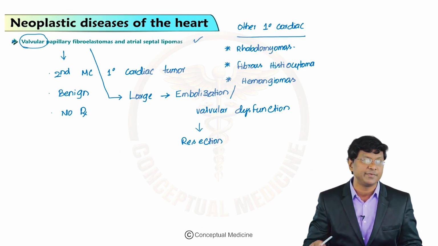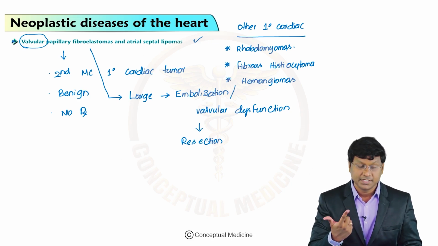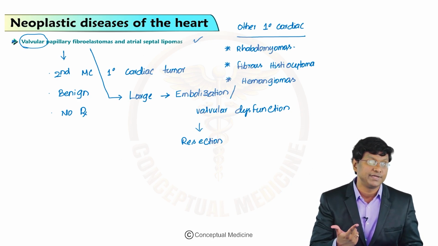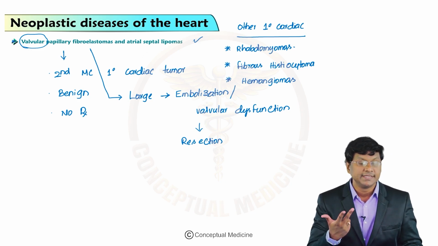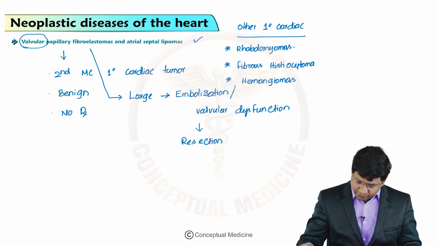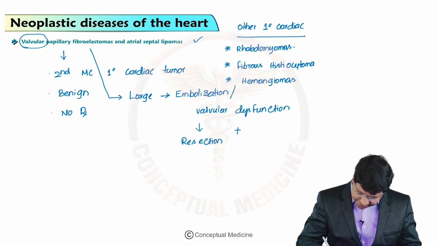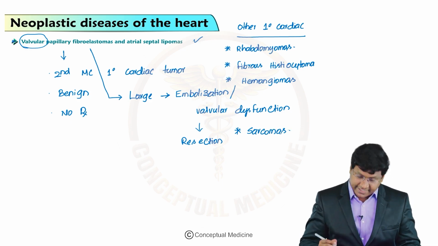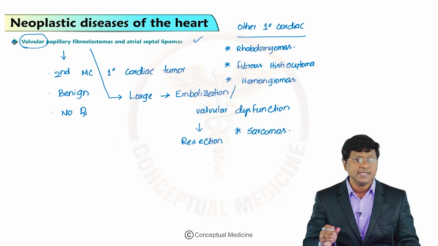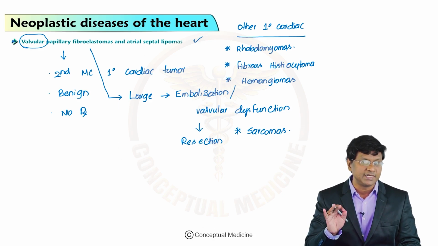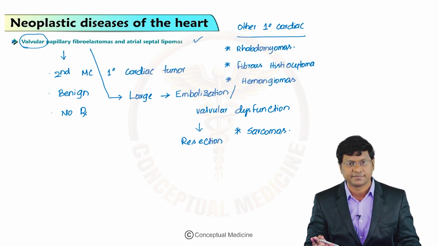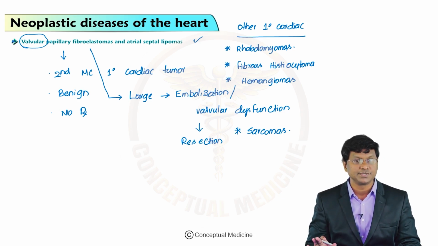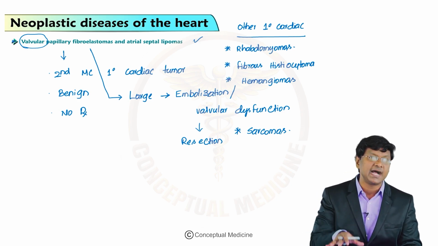To summarize all the primary tumors: number 1, atrial myxoma. Number 2, valvular papillary fibroelastomas and atrial septal lipomas. Then we have rhabdomyomas, fibrous histiocytomas, hemangiomas, and sarcomas. Some sarcomas may be of considerable size before discovery itself. So that is about the primary tumors originating from the heart.